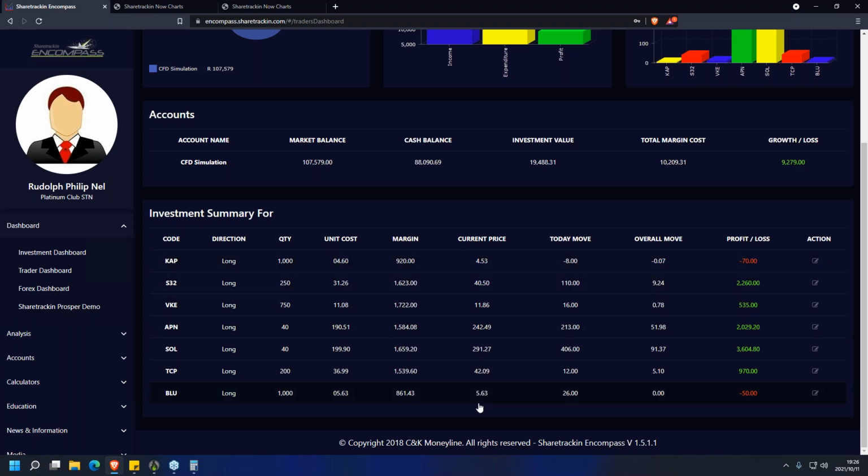The current price of the share, today's movement was 26 cents, so it's not 26 rand. So all of these values, ignore the decimals because those decimals aren't true. So it's 8 cents, 1 rand 10, 1 rand 16 cents, 2 rand 13, 4 rand 6 cents, 12 cents, and then this one's 26 cents.